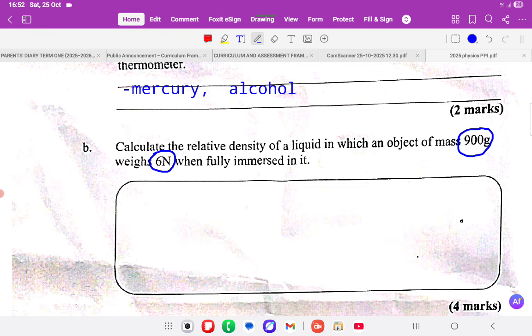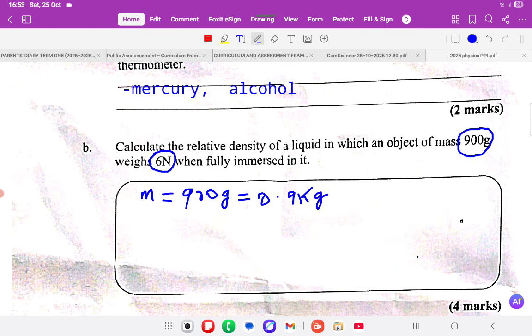All right, so first of all, you need to convert the given mass to kilograms, because definitions in physics are usually based on the kilogram, which is the SI unit of mass. So in this case, the mass is given as 900 grams. 900 grams is the same as 0.9 kgs.